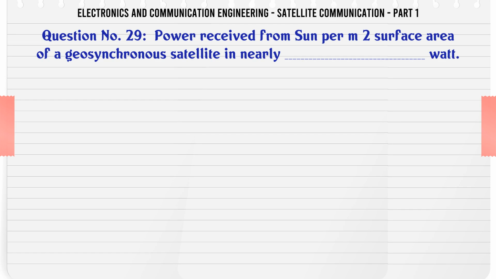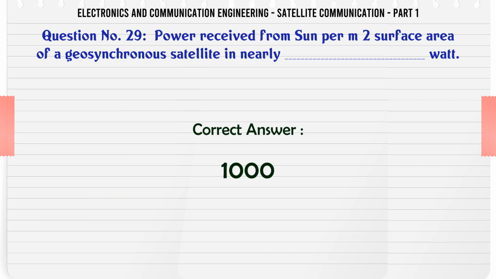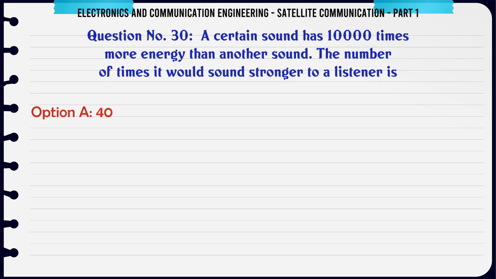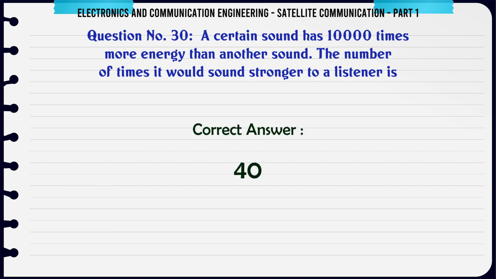Power received from Sun per m2 surface area of a geosynchronous satellite is nearly what? A. 100, B. 500, C. 2000, D. 1000. The correct answer is 1000. A certain sound has 10,000 times more energy than another sound. The number of times it would sound stronger to a listener is: A. 40, B. 10,000, C. 100, D. 10. The correct answer is 40.